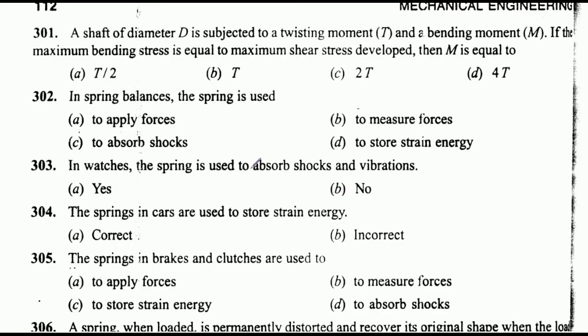Friends, this is question number 301. A shaft of diameter d is subjected to a twisting moment T and a bending moment M. If the maximum bending stress is equal to the maximum shear stress developed, then M is equal to? Options are T/2, T, 2T and 4T. So here the correct answer is option A, that is T/2.